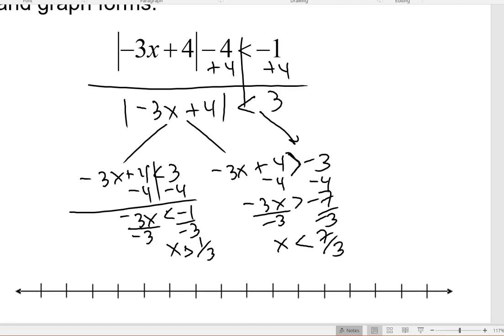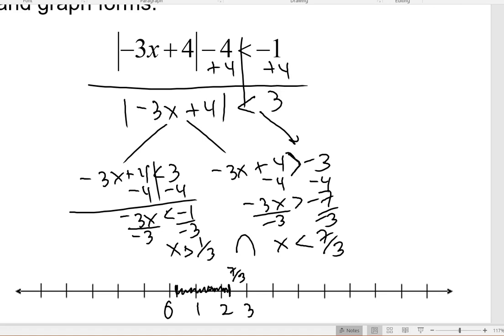Where's 1/3? Well, 0, 1. 1/3 is kind of closer to the 0, so I'm going to put a line there. Where's 7/3? Well, that would be 2 and 1/3, so a little past the 2. How does x compare to the 7/3? Well, less than is to the left. How does x compare to the 1/3? Greater is to the right. This must be an and. We're keeping the overlap, right?